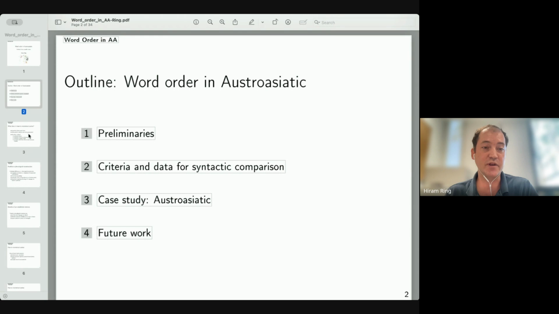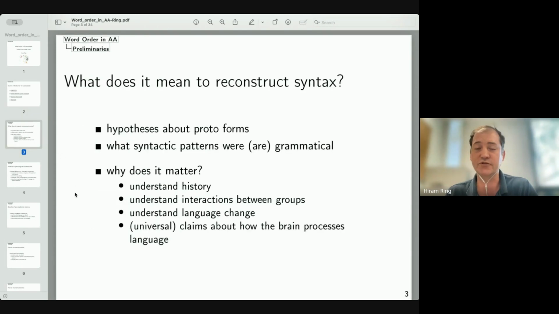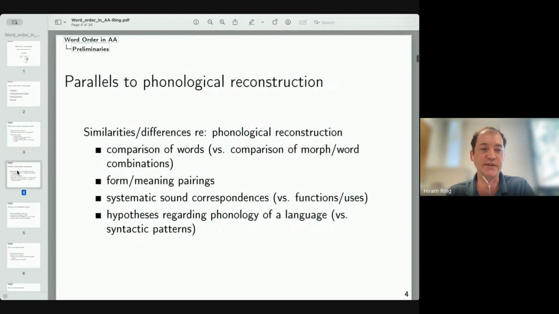So just to get into some preliminaries here, what does it mean to reconstruct syntax? I'm essentially interested in developing hypotheses about protoforms. So what syntactic patterns were or maybe are grammatical. And this matters because we want to understand history. We want to understand the interaction between groups. We want to understand how language changes. And if we can understand how language changes and identify patterns in those changes, we can actually make universal claims about how the brain processes language. So this is what I'm interested in.